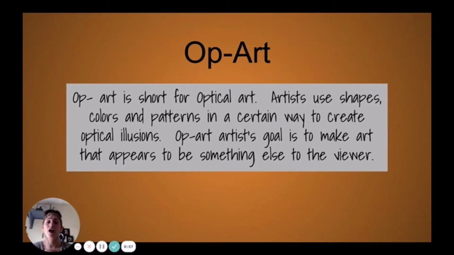All right, so Op-Art. Op-Art is short for optical art. Artists use shapes, colors, and patterns in certain ways to create optical illusions. Optical illusions are things that appear to be one thing, but really are another. Op-Art artists' goal is to make art that appears to be something else to the viewer. You are the viewer. Someone who is looking at artwork or looking at something is the viewer.